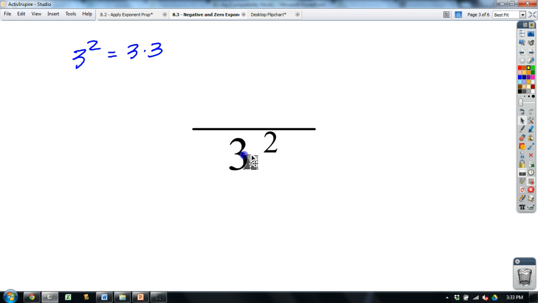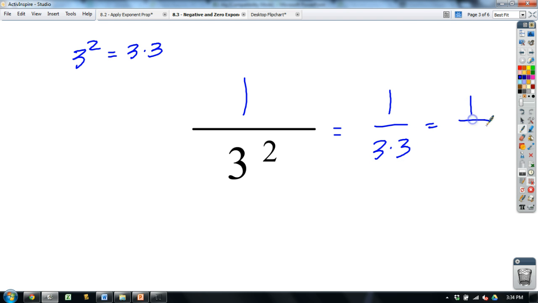So when it's negative, I'm going to drop it down into the denominator, and now it is 3 squared, but it's in the denominator. And I have to have something that I'm cutting into pieces. So once I move that down, I'm going to have a 1. Okay? So 1 over 3 squared, which would be the same as 1 over 3 times 3, which is the same as 1/9. Okay, so I'm going to want you to be able to rewrite these things multiple times.